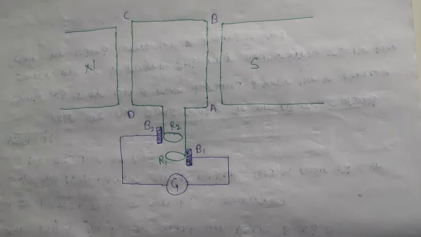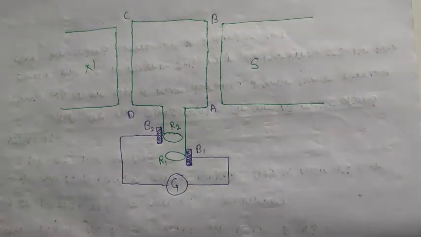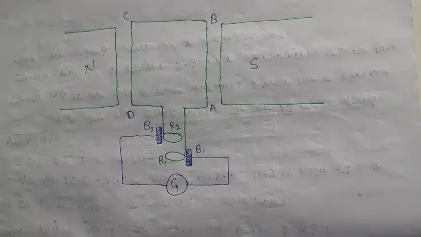Then we are going to find the direction of induced current in the coil with the help of Fleming's right hand rule. Again we are going to apply Fleming's right hand rule in CD. So the rotation of the coil: CD is moving upward direction, AB is moving downward direction. After half revolution, CD is moving upward direction, AB is moving downward direction.